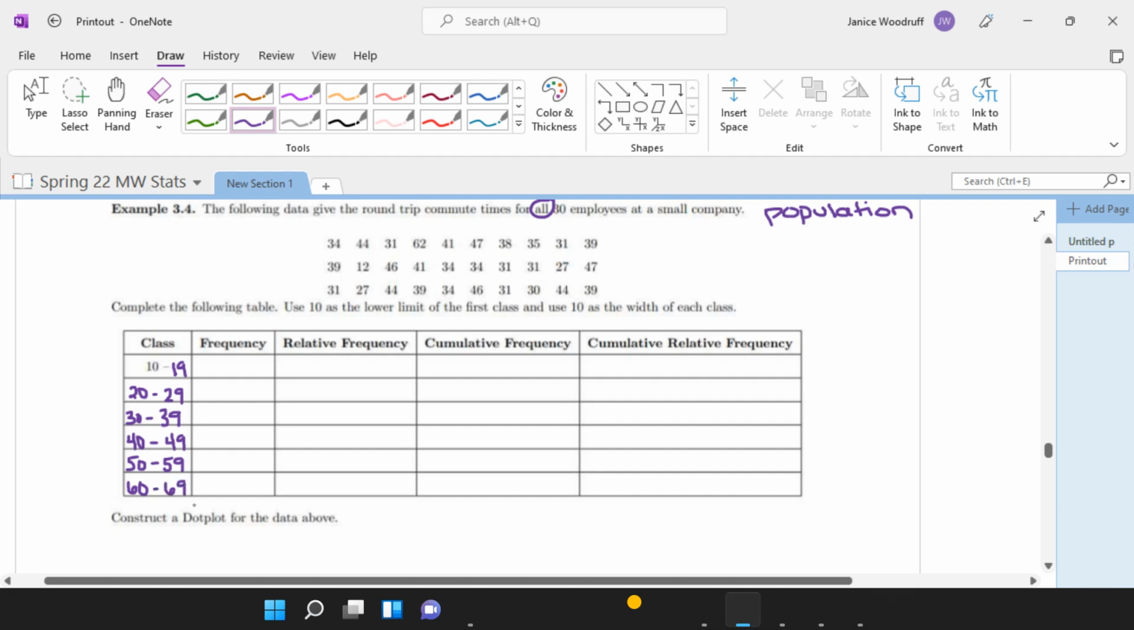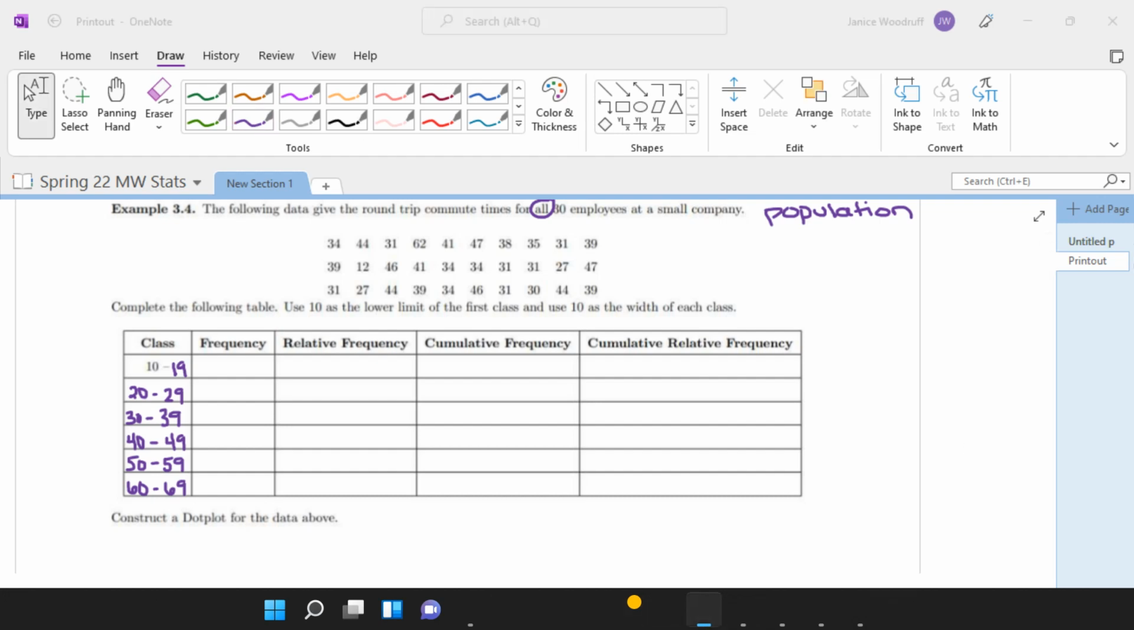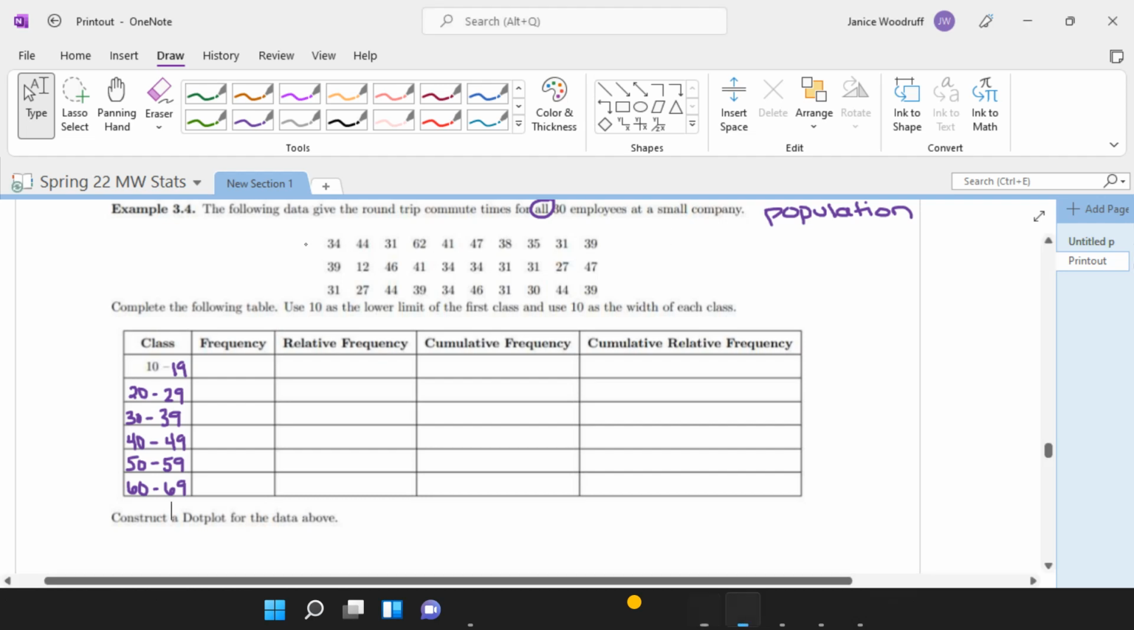So now we're going to sort through our data and fill out our chart. So 10 to 19, let's look and see if we have any in that. I've got one right here at 12, and that's it. So I've got one in that first category. All right, 20 to 29: 1, 2, 2. And I'm crossing off as I go. That way it's easier for me to find the data as I go through each class.